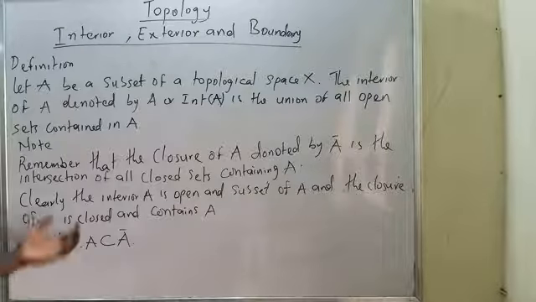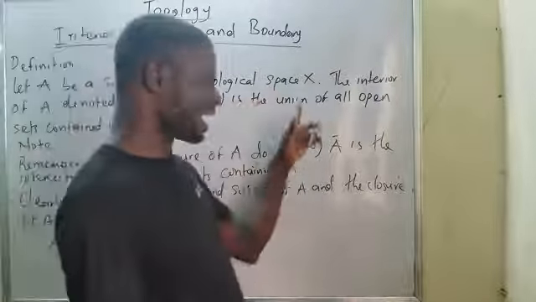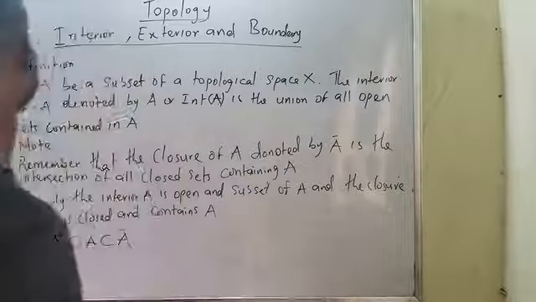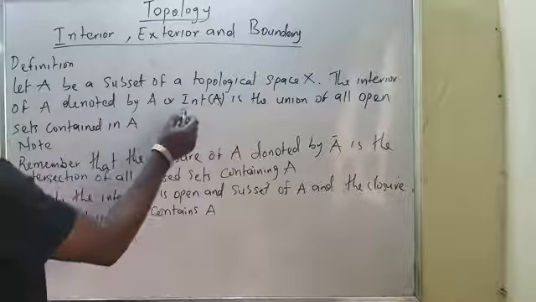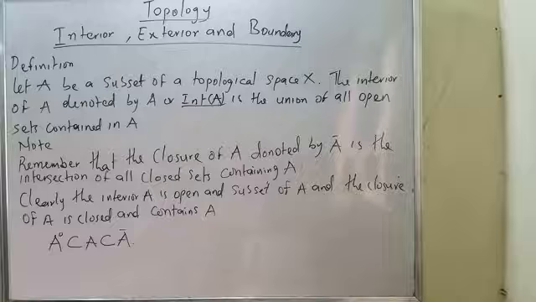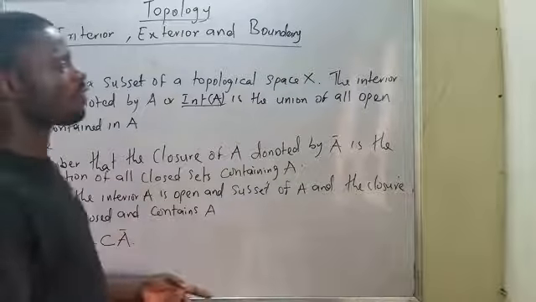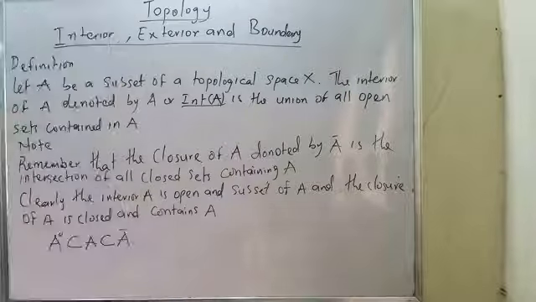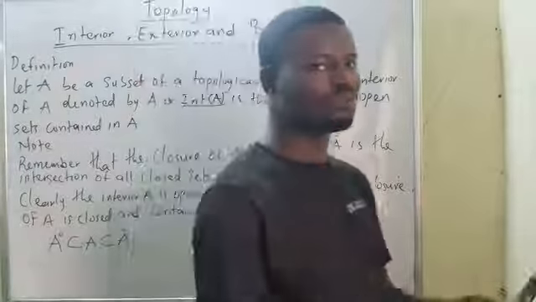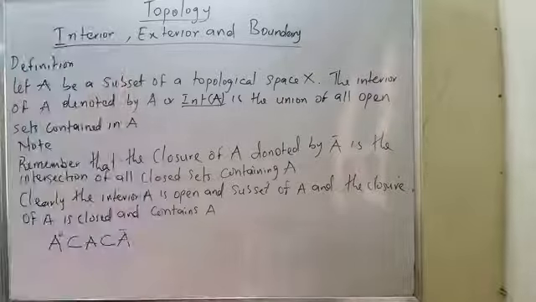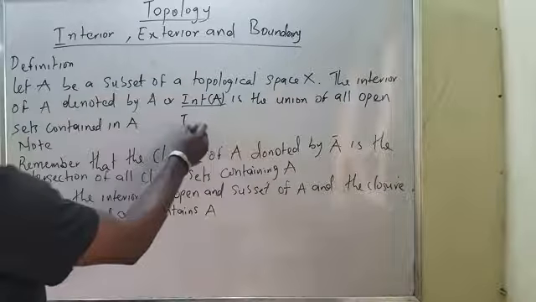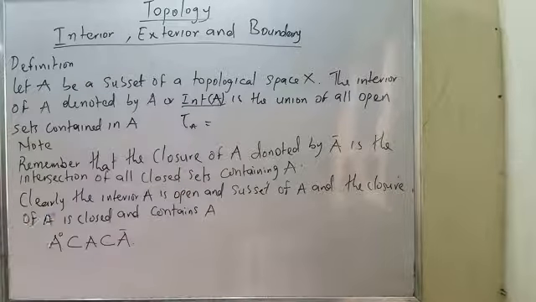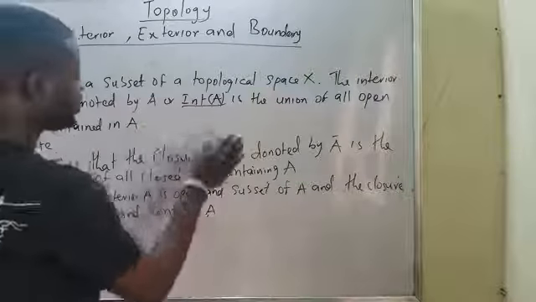Let A be a subset of a topological space X. The interior of A, denoted like this, is the union of all open sets contained in A. I've explained open sets. If you have a problem with open sets, please try to understand them. Open sets are open when they are in tau. We have a video on open sets.